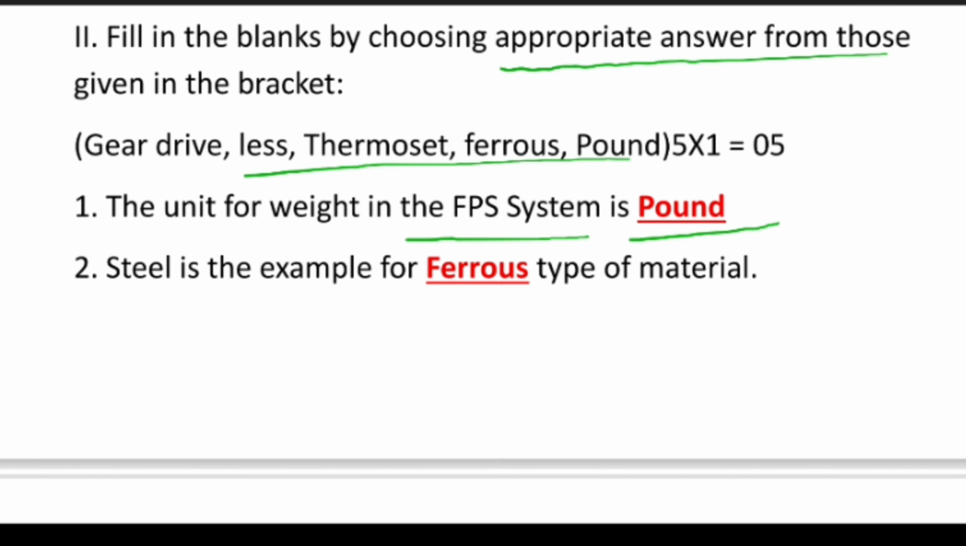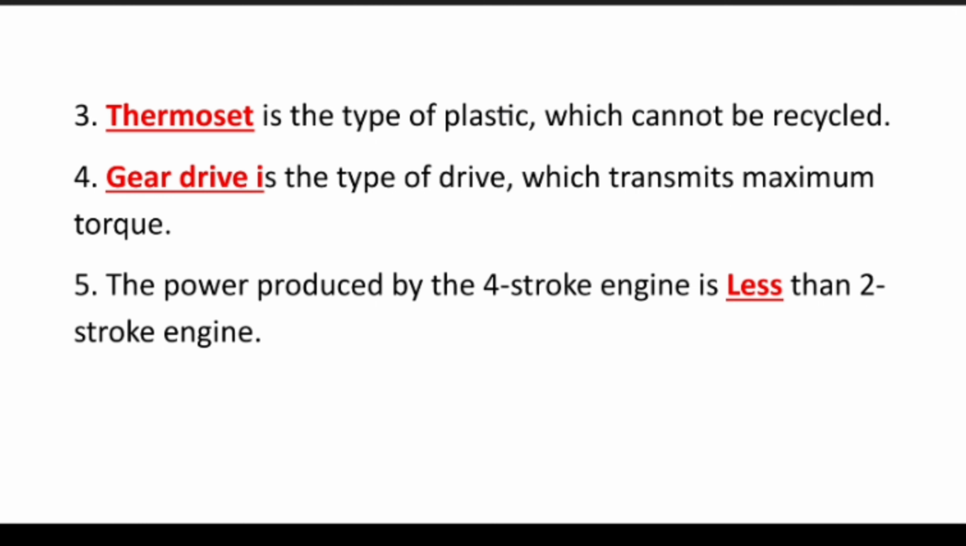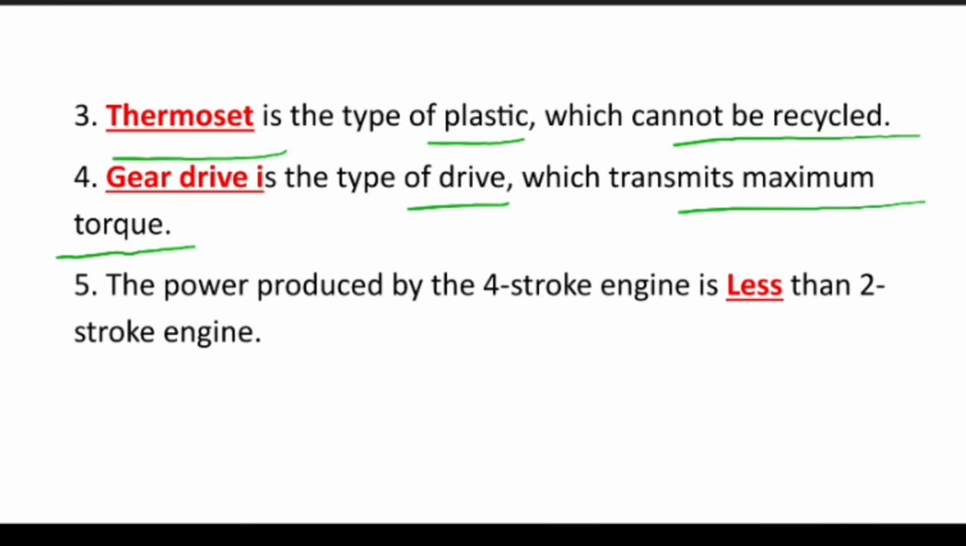Steel is an example for dash type of material, that is ferrous. Next, dash is a type of plastic which cannot be recycled, that is thermoset. Dash is the type of drive which transmits maximum torque, that is gear drive. The power produced by a four-stroke engine is dash than a two-stroke engine. It is less than the two-stroke engine, less is the answer.